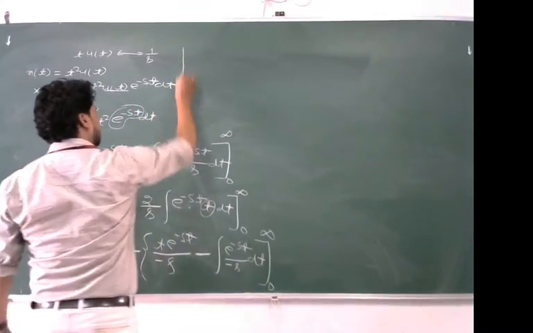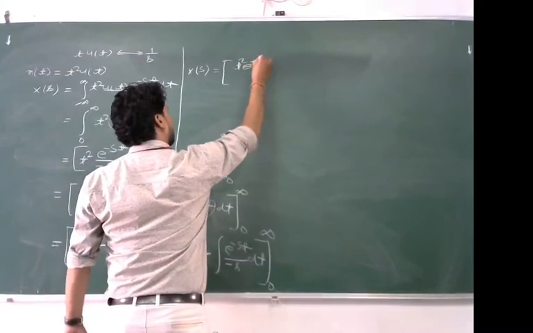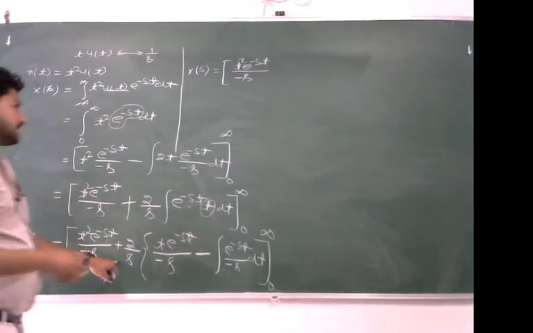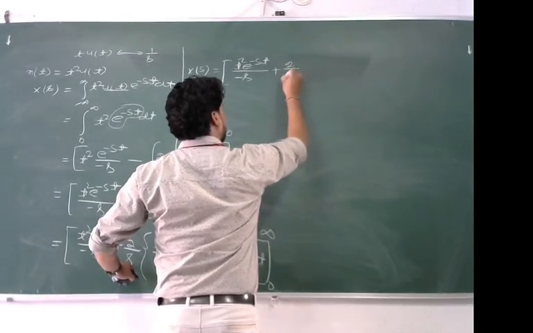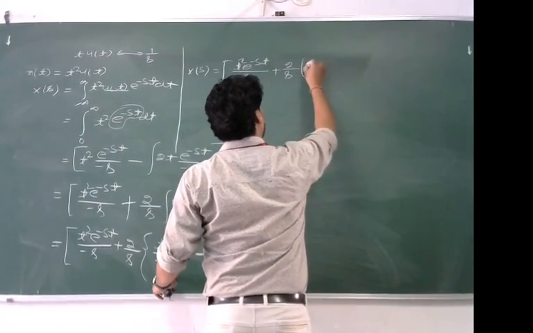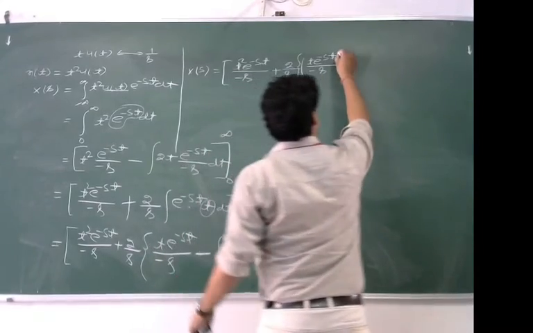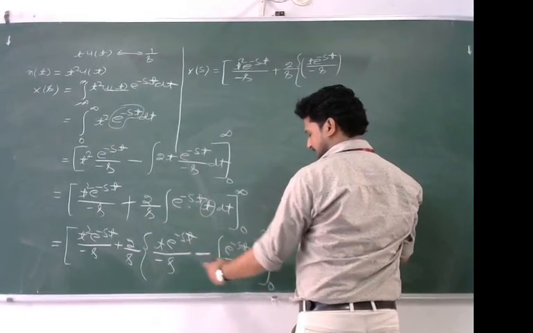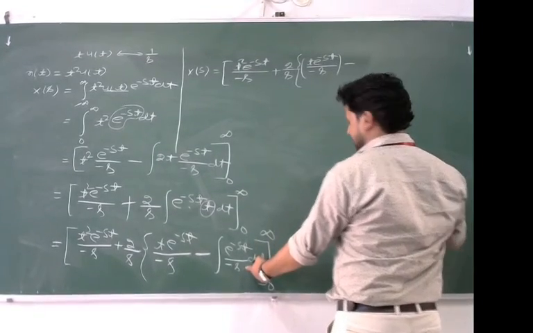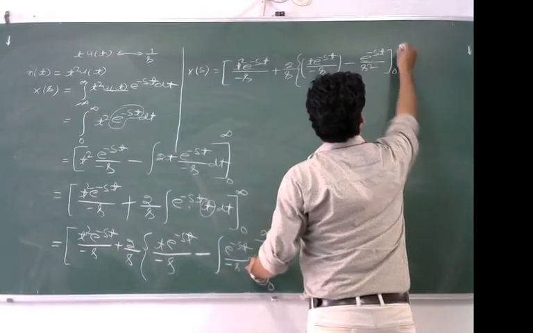Further, this can be simplified as X(s) will be equal to t square into e power minus st divided by minus s, plus 2 by s into t into e power minus st divided by minus s, and minus, this integration will give e power minus st upon s square. The limit is from 0 to infinity.